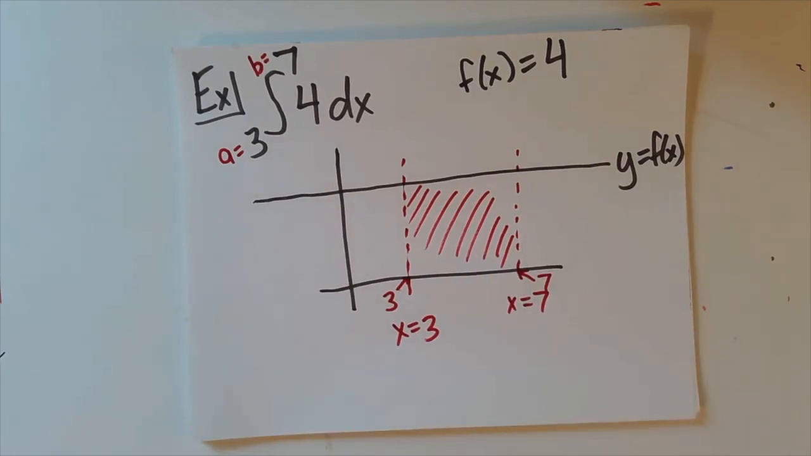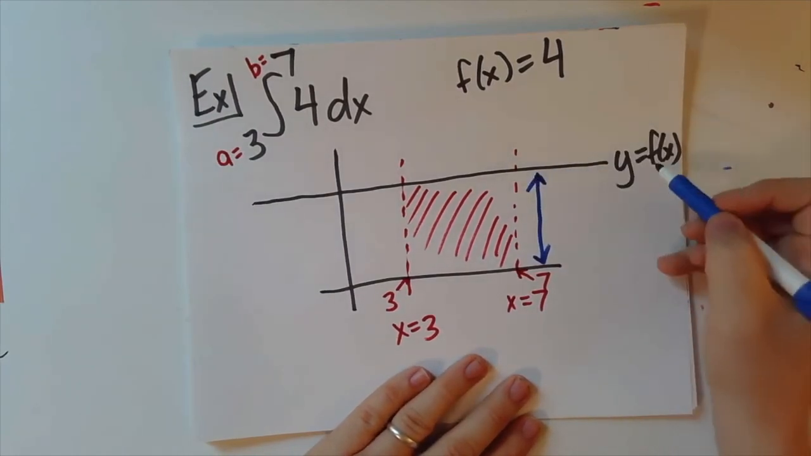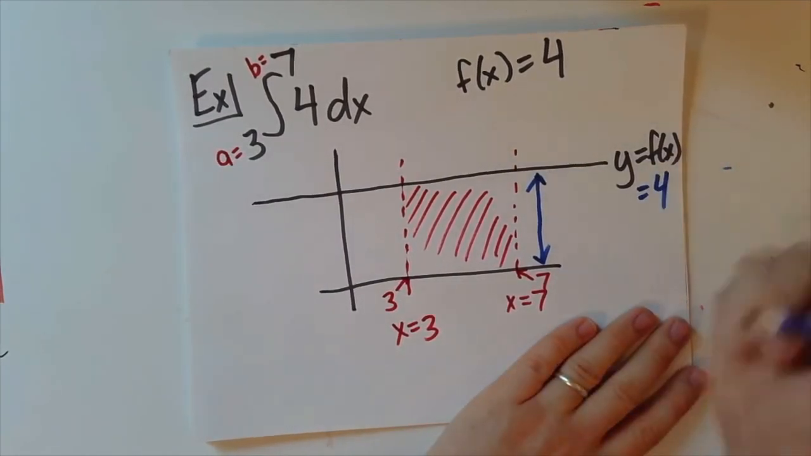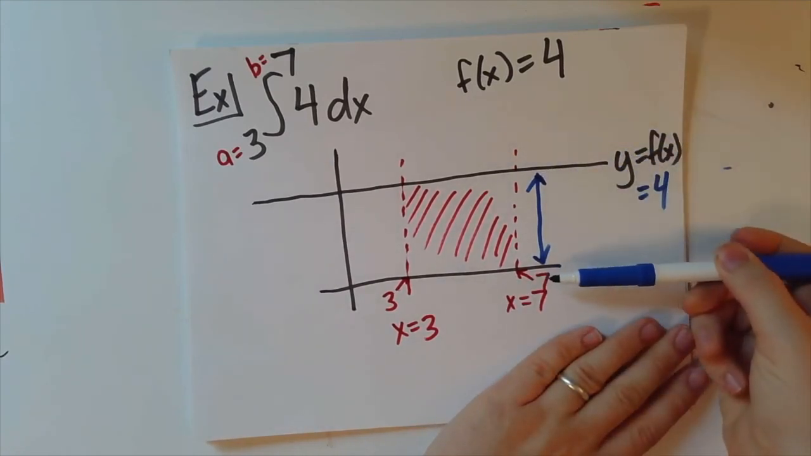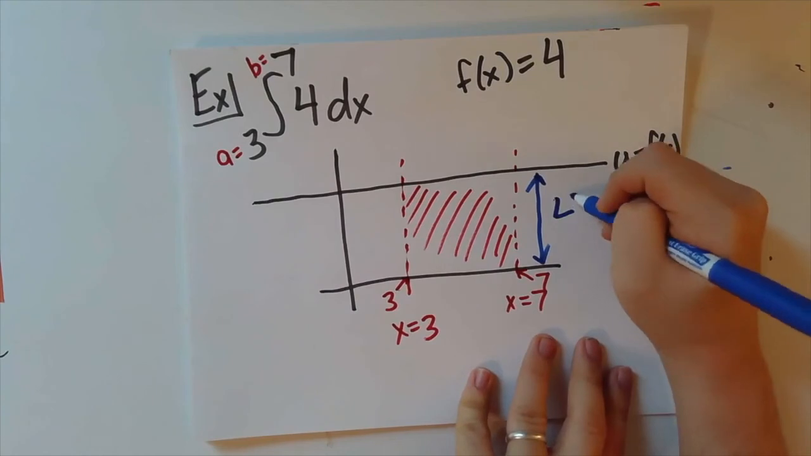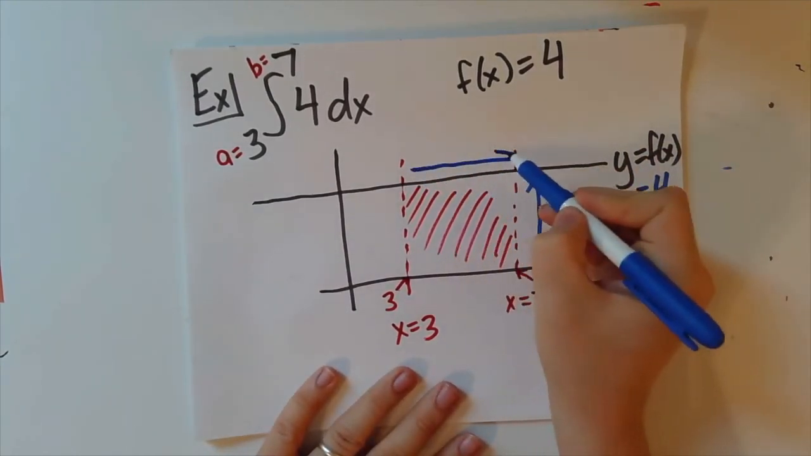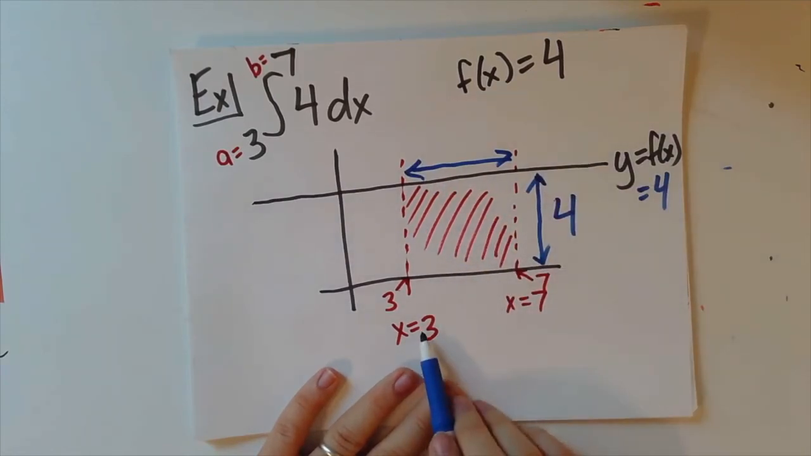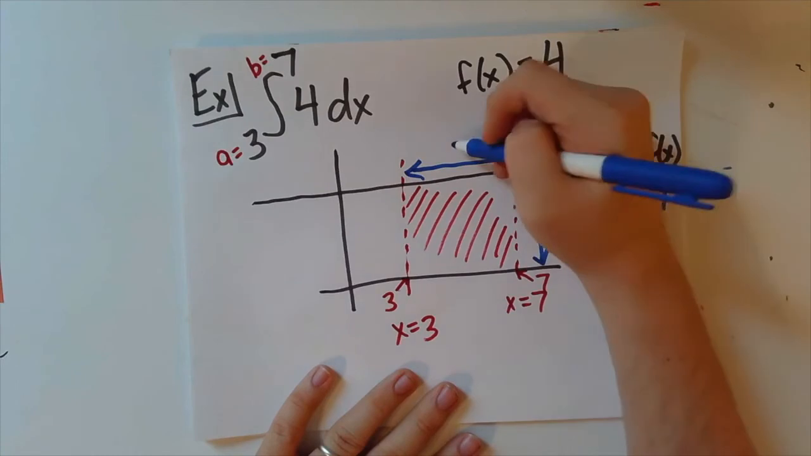Now, in this case, the region literally is a rectangle. In fact, how high is the rectangle? Well, remember, f of x is 4. So that is to say that this is the distance between y equals 4 and the x-axis. So this is 4. So the rectangle is 4 high. And how wide is it? Well, it stretches from x equals 3 to x equals 7. So 7 minus 3 is 4 wide.